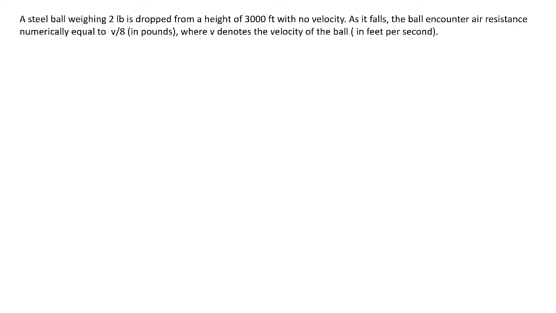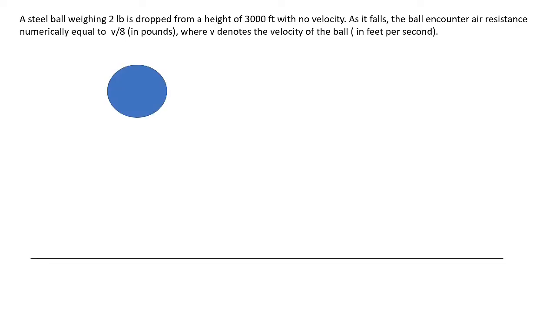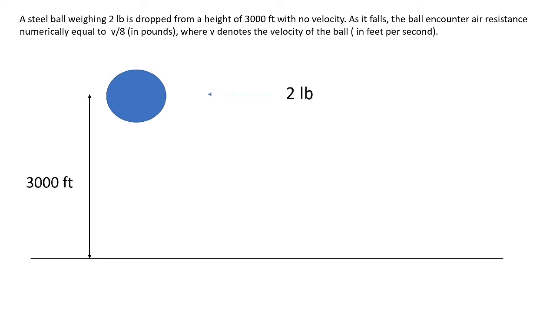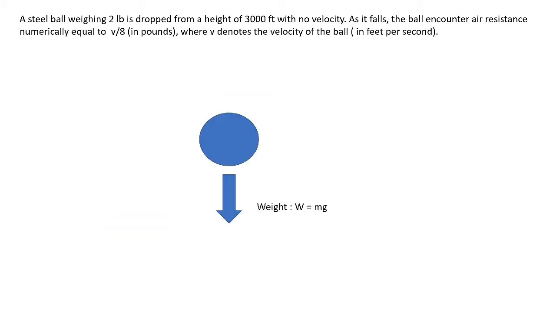So, the information we got from the question is a steel ball with weight 2 pounds dropped from 3,000 feet. The other information is that when the ball is dropped, weight is acting downward and air resistance is acting upward. Also, the force is downward and everything follows Newton's law.